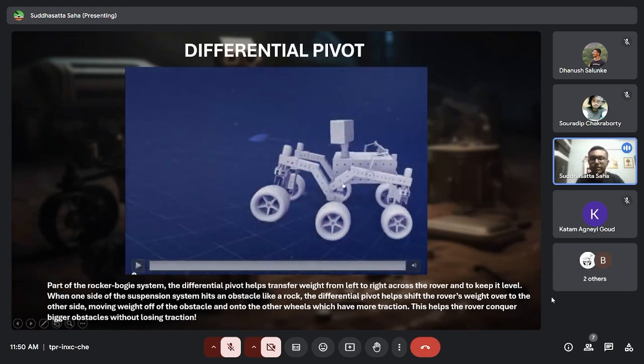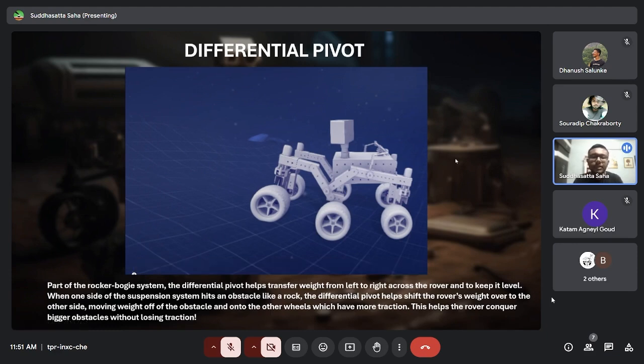So to prevent toppling of the rover, and to prevent loss in traction, this differential bar is transferring the weight from the side which is facing the obstacles to the other side. So that makes the rover a lot more stable. And I would like to draw a very gross analogy. You might have seen those skyscrapers. In those skyscrapers, when an earthquake takes place, there is a sort of heavy ball suspended inside the skyscraper, which oscillates and maintains the balance of the structure.